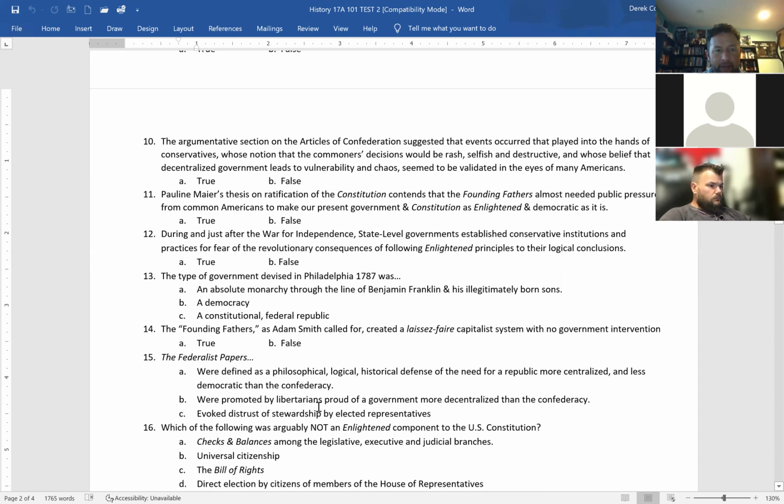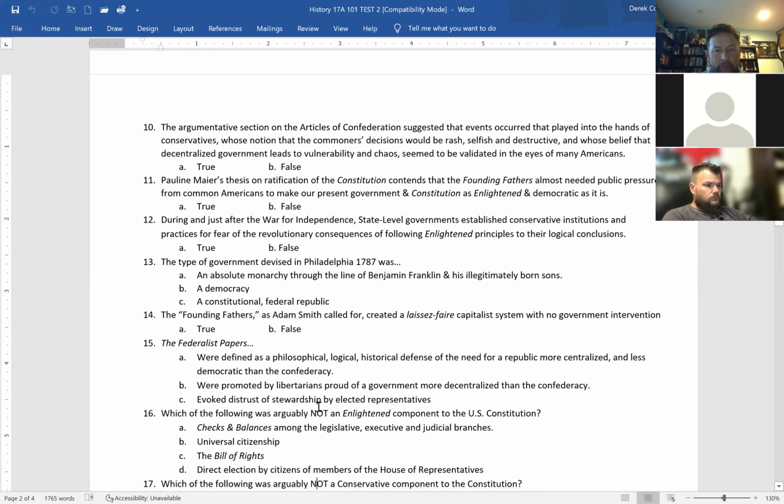Number 12 could be found in number 1 of that said assignment on turning to a republic. Number 12, state level governments, and the argument that they were rather liberal and revolutionary and enlightened. The type of government devised, I don't know if I've overtly stated that, but you could infer it from the constitutional assignment is the last option.